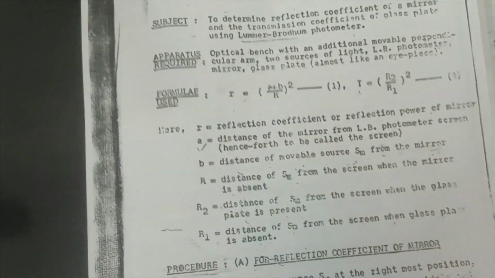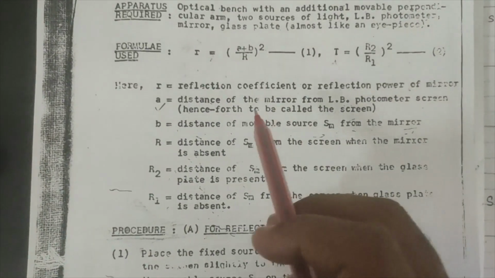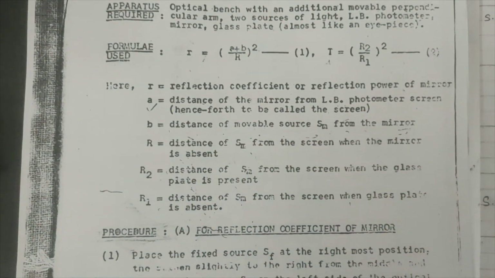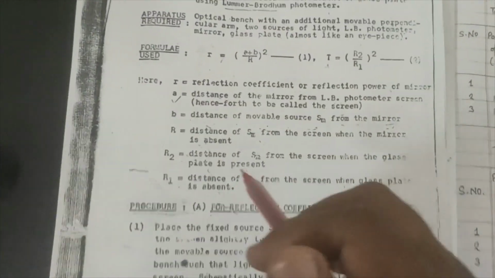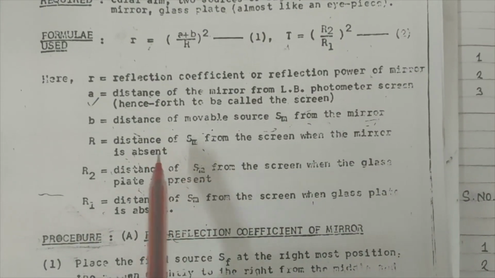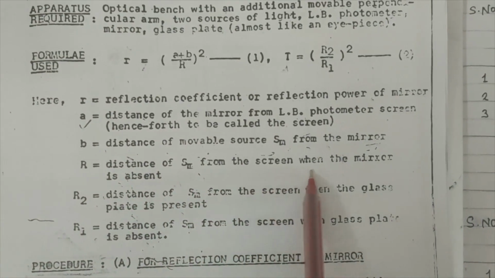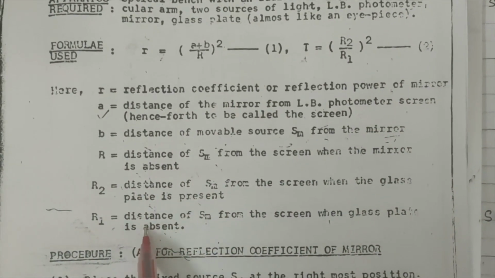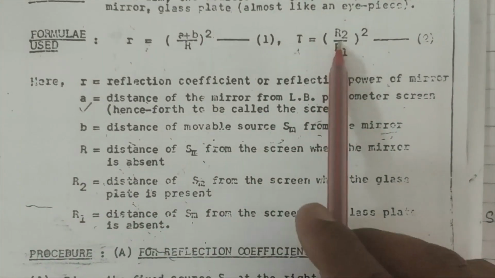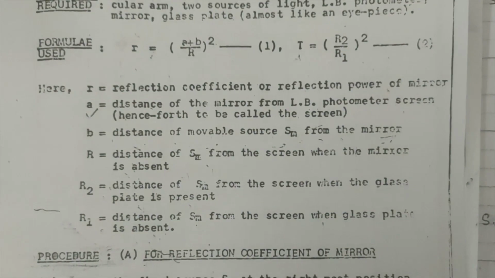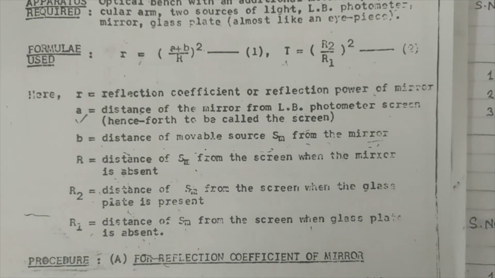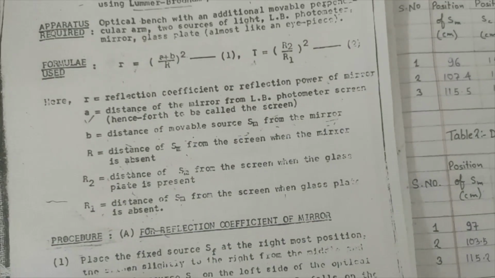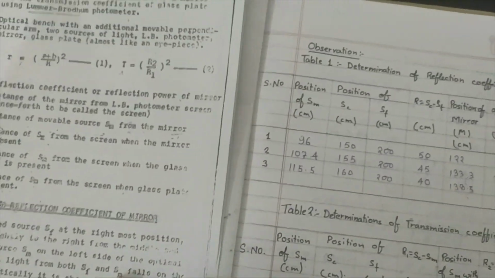So A is the distance of the mirror from the LB photometer screen. B is the distance of the movable source from the mirror. This is our movable source which we will move, and we have to measure the distance. Whatever distance we measure, I will let you know during the experiment. R is the distance of the SM from the screen when the mirror is absent. Similarly, R1 and R2 are the other quantities which we are going to use to find out the transmission coefficient of the glass plate.